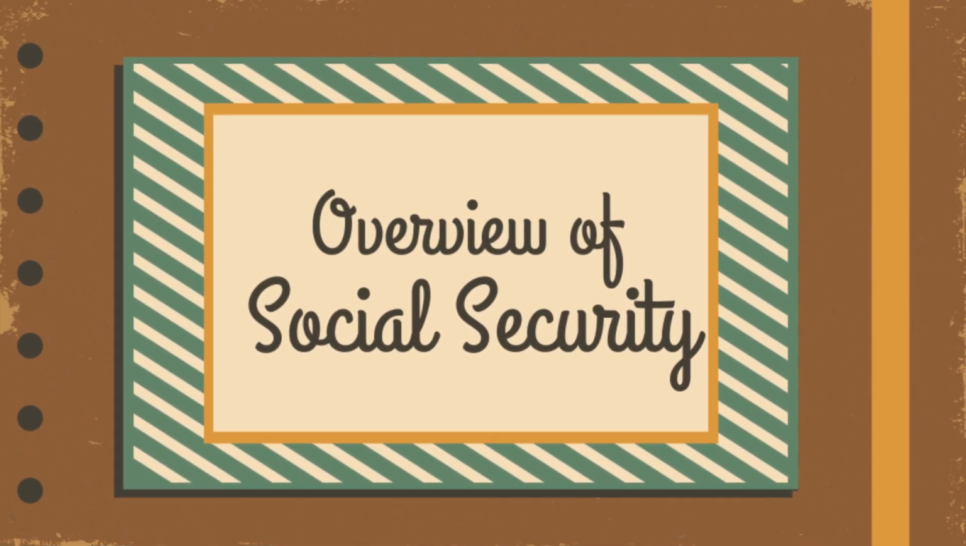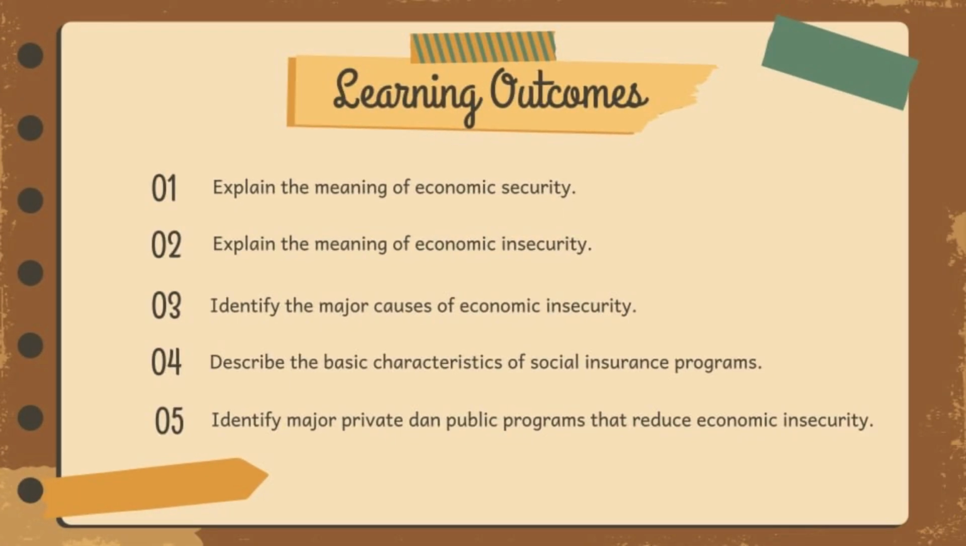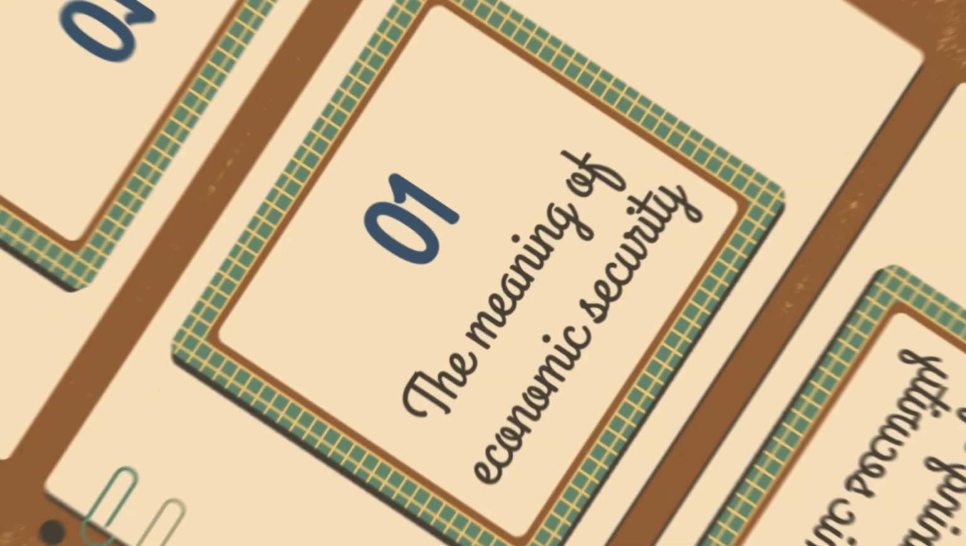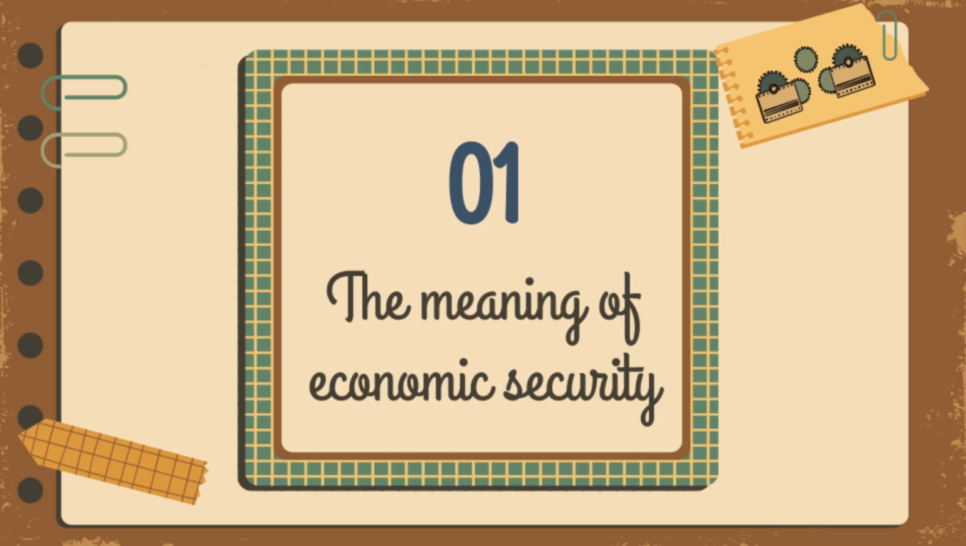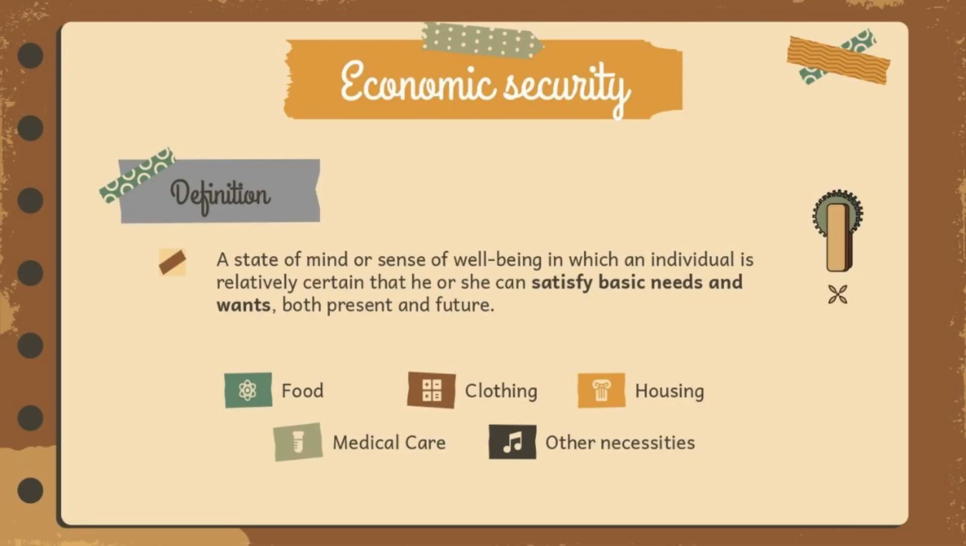Overview of Social Security. Next, our topic learning outcomes. First and foremost, the meaning of economic security. Let's get started. Nature of economic security. What is the definition of economic security?